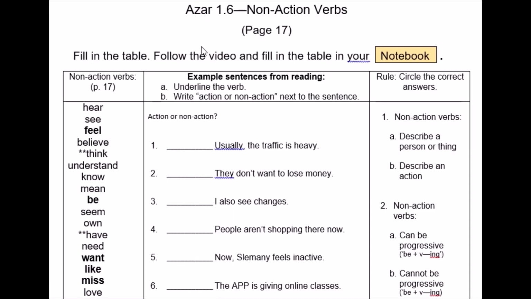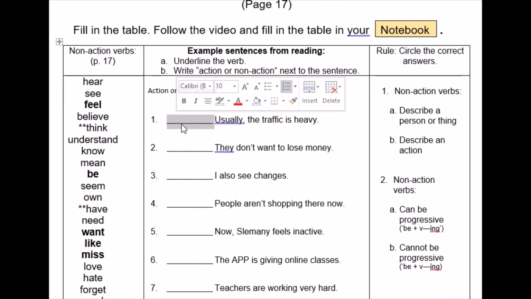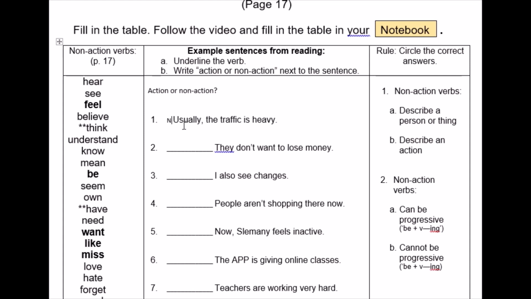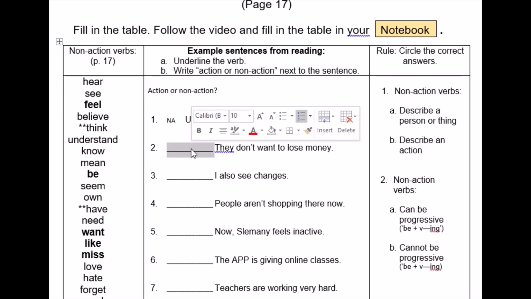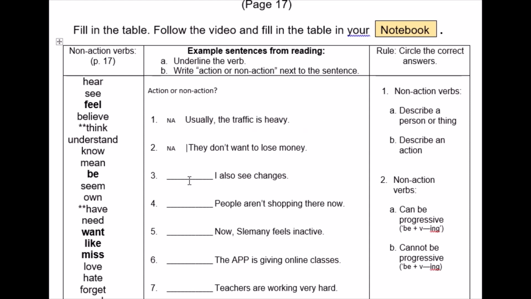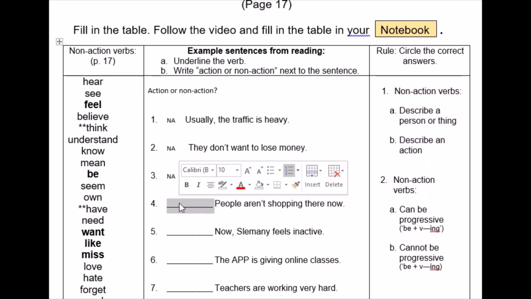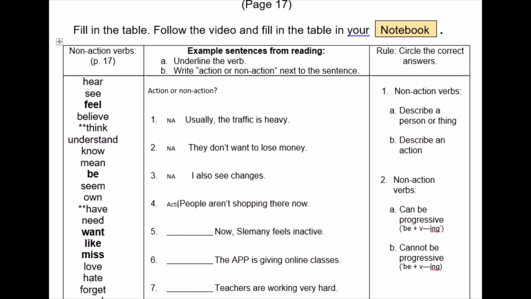All right, so continuing with non-action verbs. We already did number 1, 2, 3, and 4 together. So I'll put NA for non-action for number 1, number 2, and number 3. All right, and for number 4, people aren't shopping there now, are not shopping. Action, right? Okay.